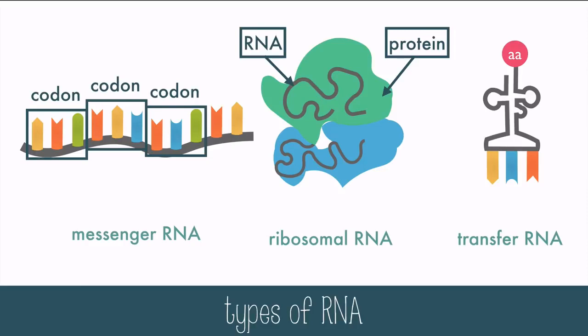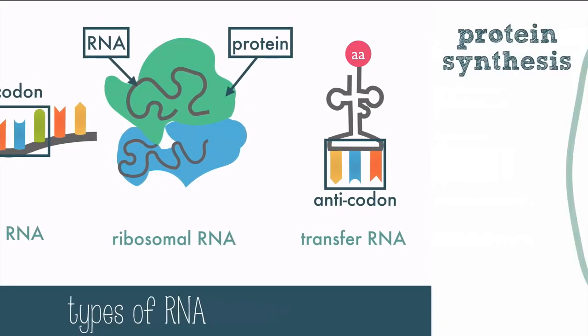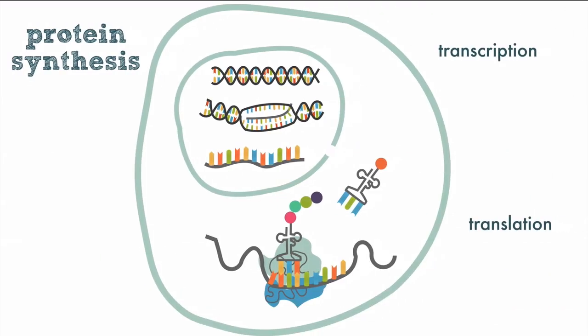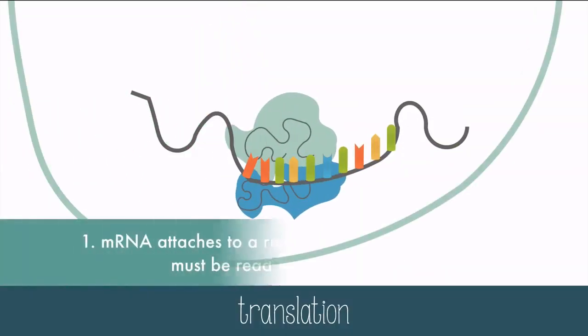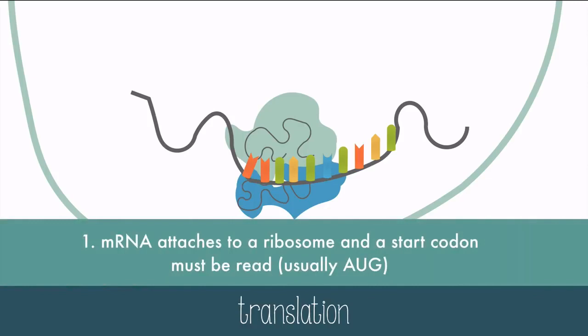The tRNA has an anticodon on one end, which will match a specific codon on the mRNA, and has a specific amino acid on the other end. Together, these 3 parts will make translation happen. Translation occurs in the cytoplasm of the cell wherever there's a ribosome. To get translation started, mRNA attaches to a ribosome, and a start codon must be read. It's usually AUG, and I remember that school starts in August, and that helps me remember AUG.